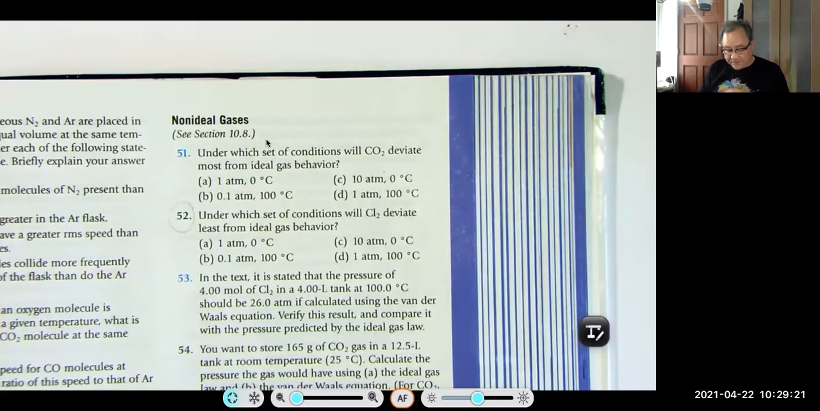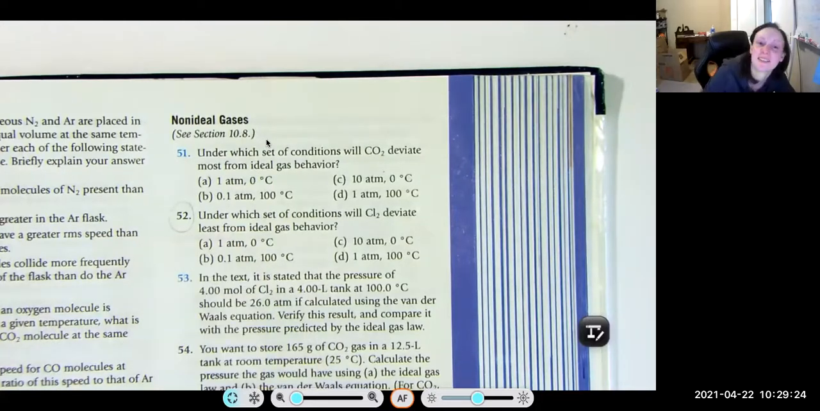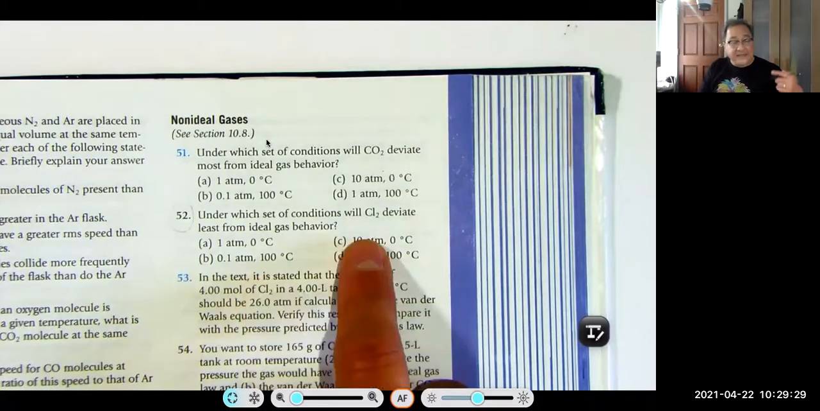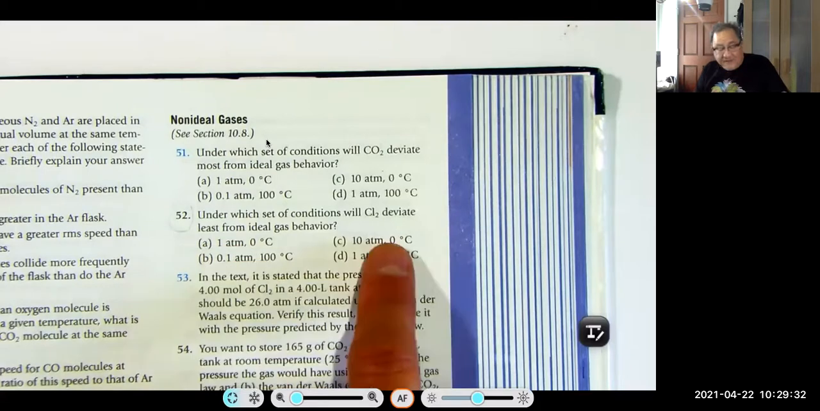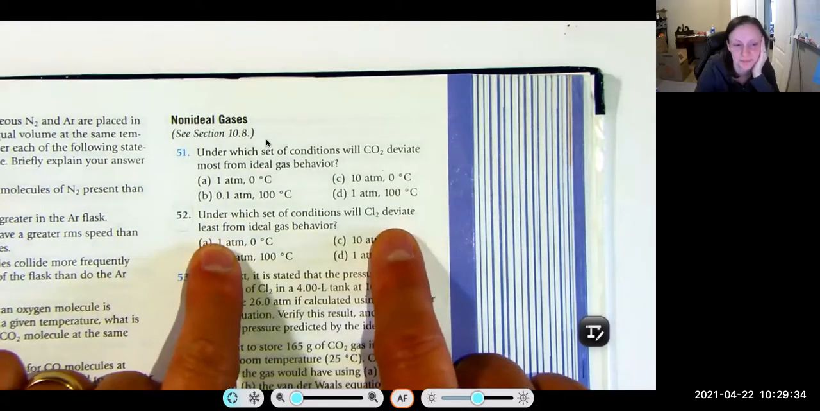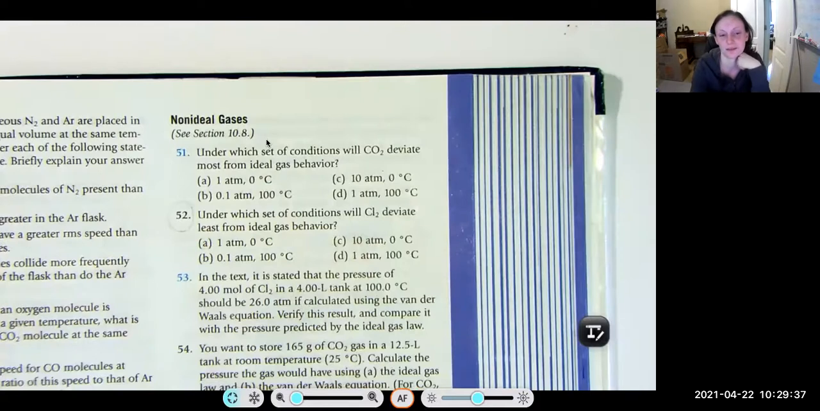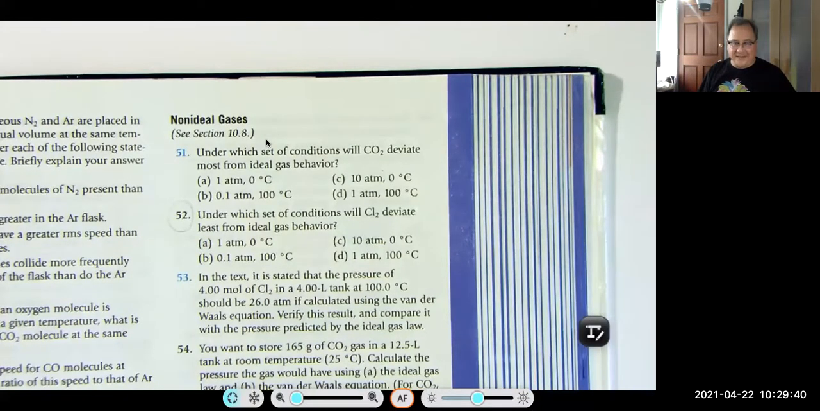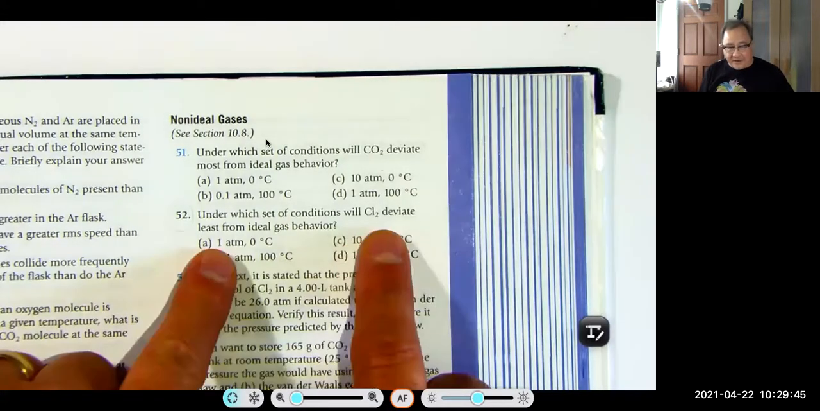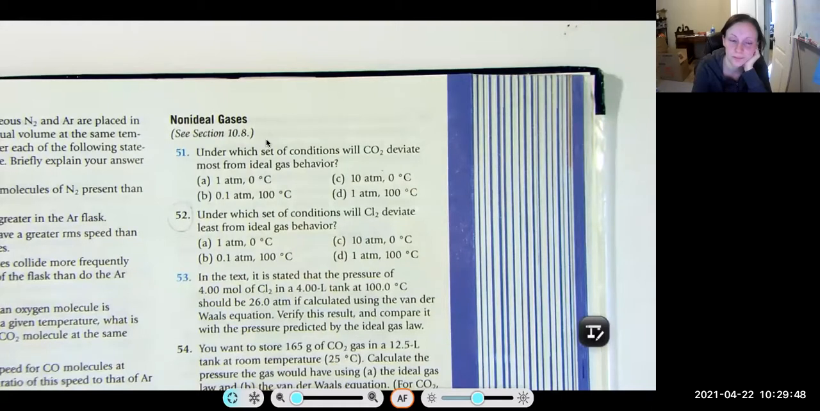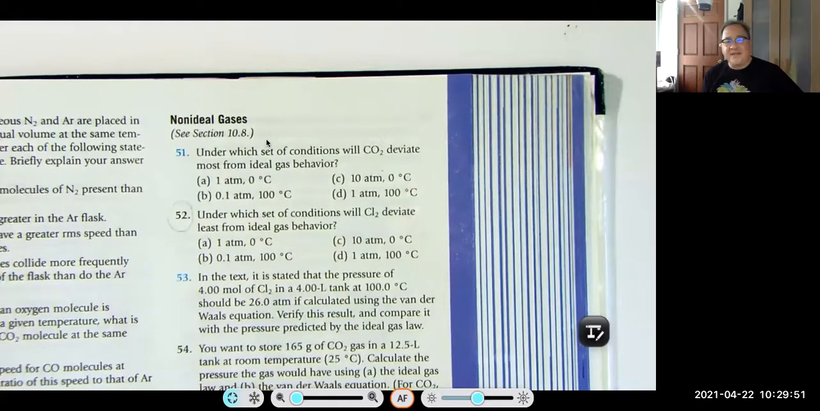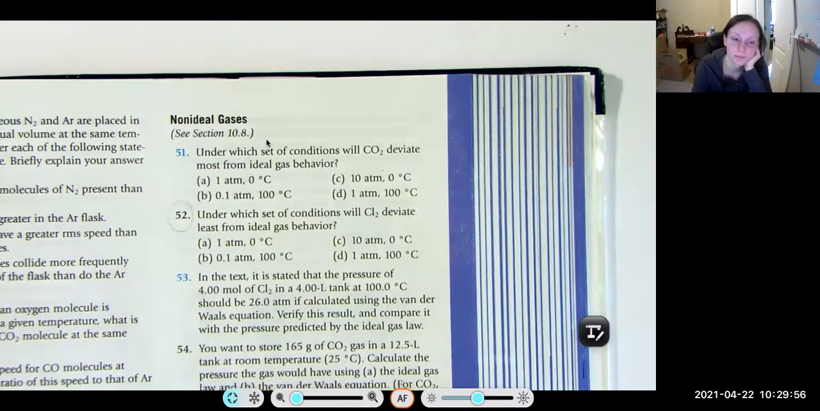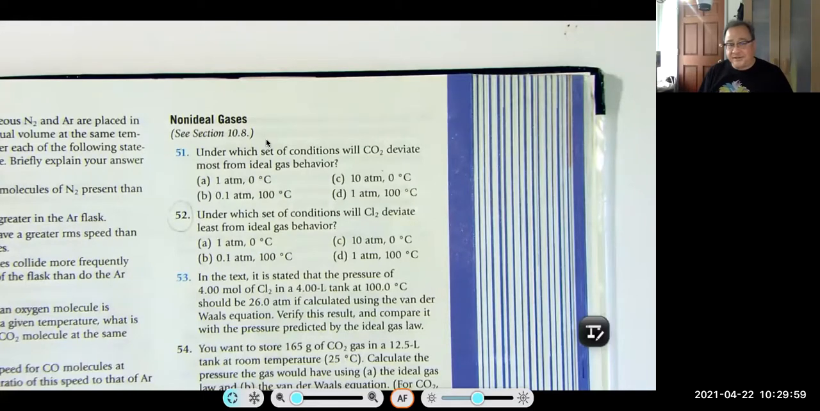Number 52. Which will deviate, now we got to read this carefully, deviate least. So in other words, be closest to ideal gas, right? It's like a double negative without putting any no's in there. Okay, so which one is going to deviate the least from ideal gas behavior? A, because those are the STP conditions. Fair enough?